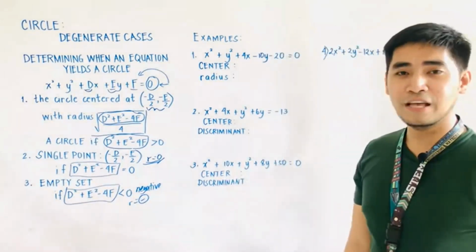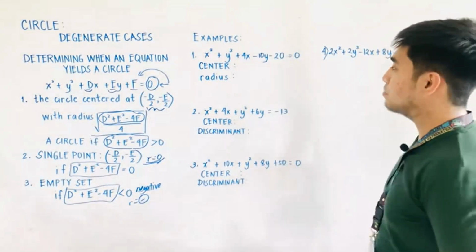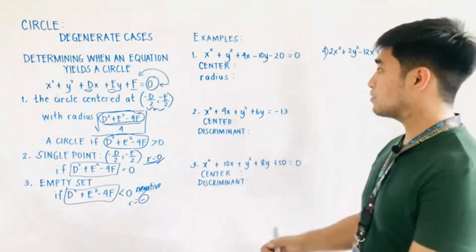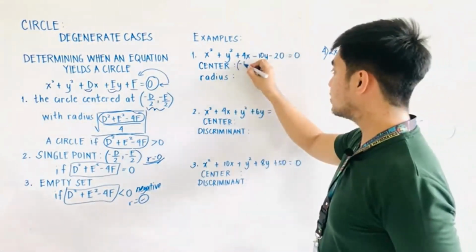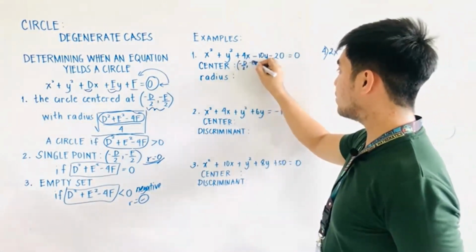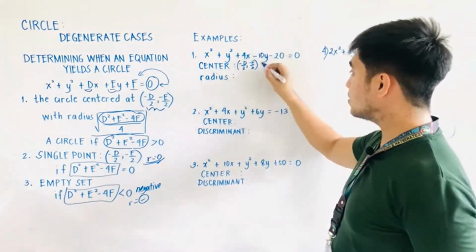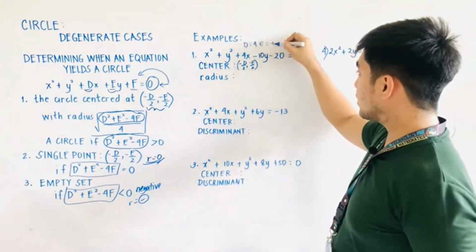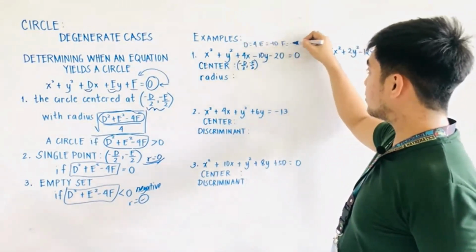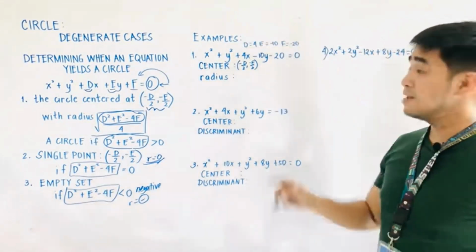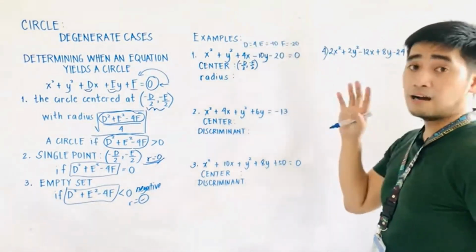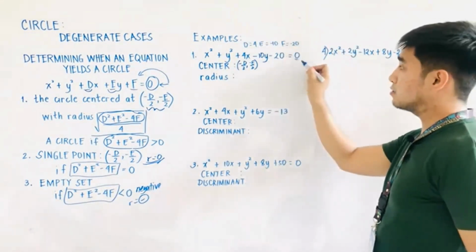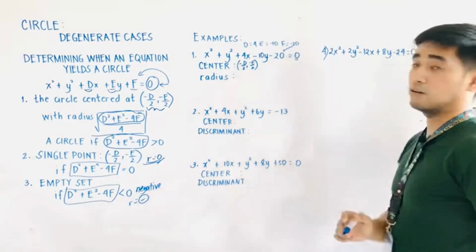We have x squared plus y squared plus 4x minus 10y minus 20 is equal to 0. Okay, so let us first locate the center. The center is located at negative d over 2 and negative e over 2. Therefore, our d is equal to 4, our e is equal to negative 10, and our f is equal to negative 20 for this one. Since the constant is now on the left side, and the right side is equal to 0, that is now the value of f.